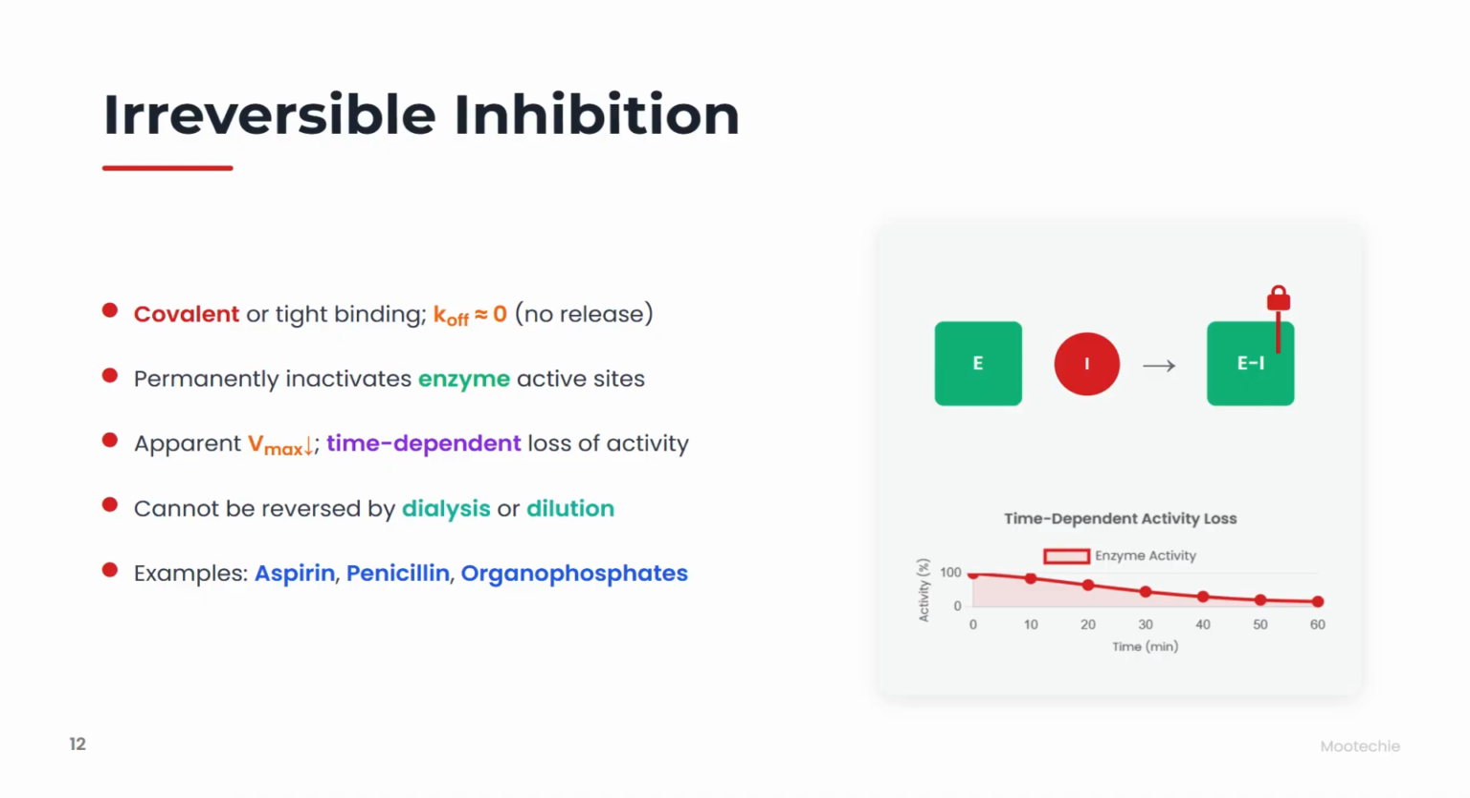This type of inhibition cannot be reversed by dialysis or dilution. Examples include aspirin, penicillin, and organophosphates. The slide has an image illustrating time-dependent activity loss. A graph plots enzyme activity in percent against time in minutes, showing a curve that starts at 100% and decays downward over time.